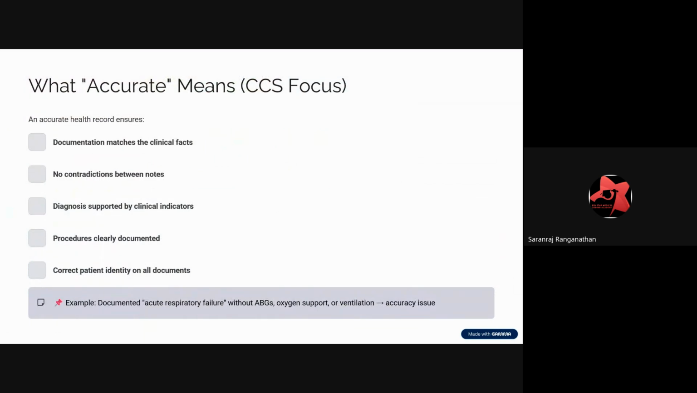Then accurate. What does accurate mean? Accurate means the document should ensure certain points. The documentation matches the clinical facts. I cannot assume something, I cannot pretend, I cannot manipulate. I need to always go with documentation that matches the clinical facts. There is no contradiction between the notes: the progress note and the discharge summary should be the same. The diagnosis is supported by clinical indicators. Whatever diagnosis I make should be based on the chief complaint. I cannot say, okay, I can code the leg, or I can take the other one so that I can get so much money. No, that will not make accuracy.